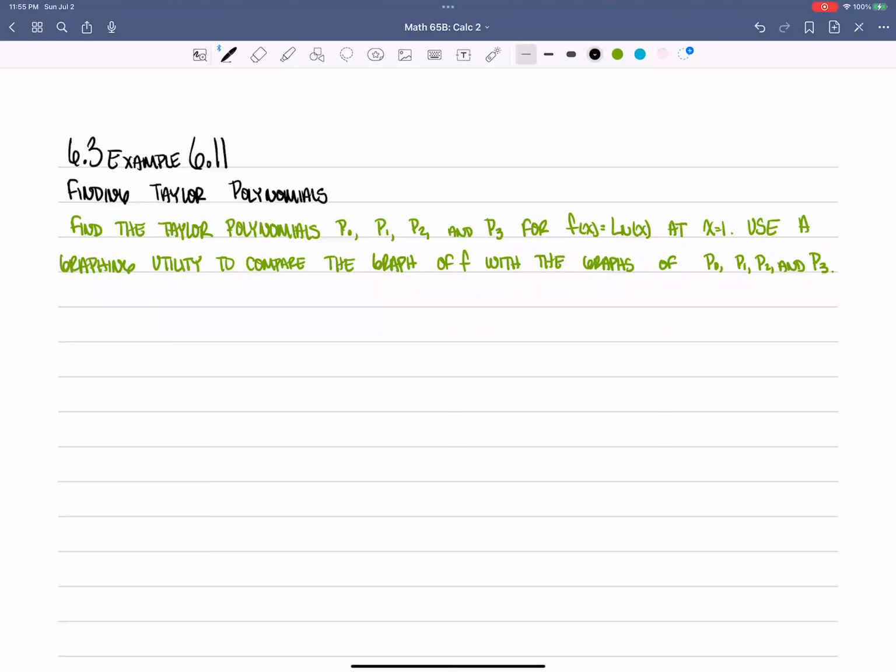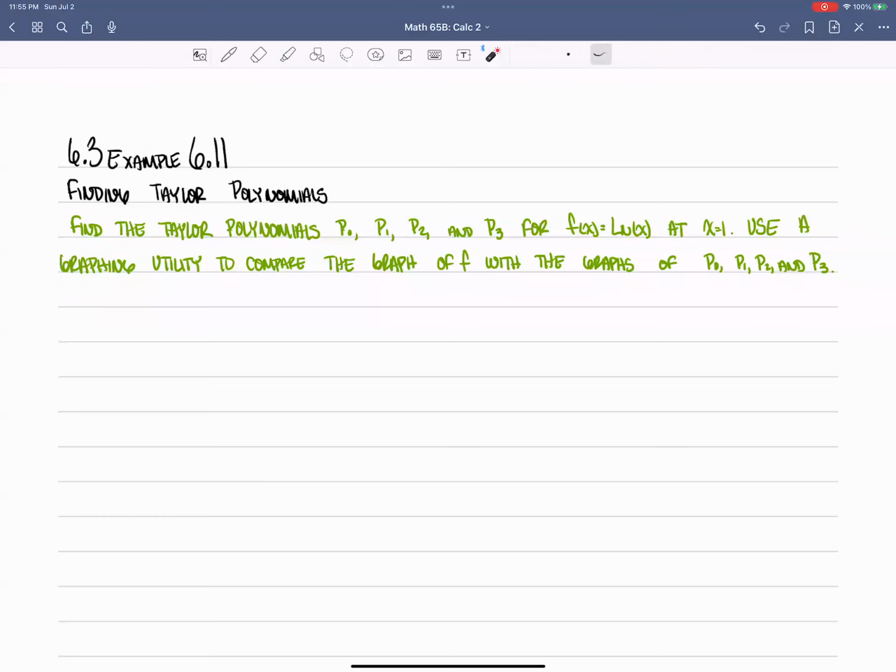Section 6.3, example 11, finding the Taylor polynomials. So for the Taylor polynomials, we're going to find P0, P1, P2, and P3 for f of x is equal to ln of x at x equals 1. Use a graphing utility to compare the graphs of f and their polynomials.